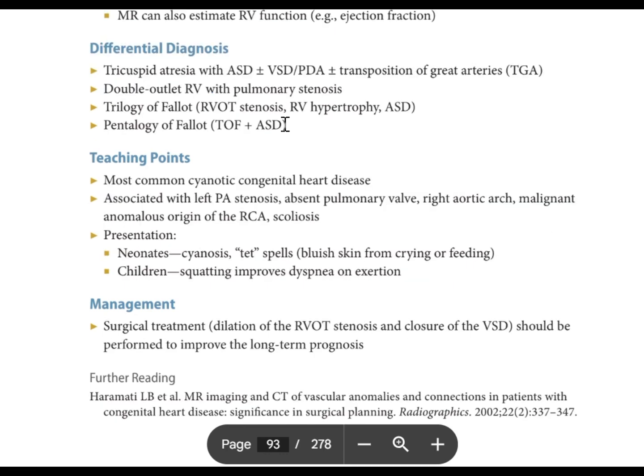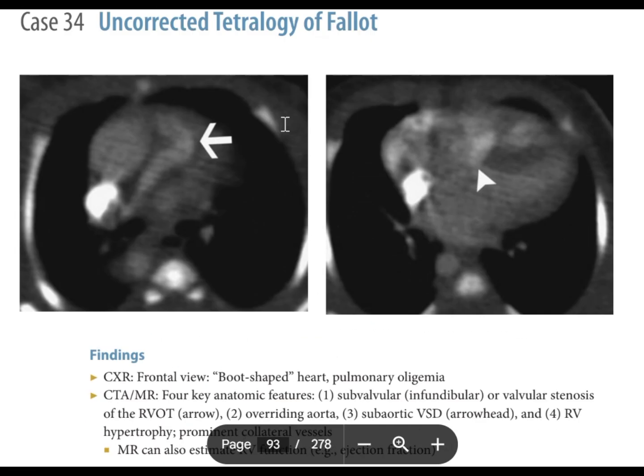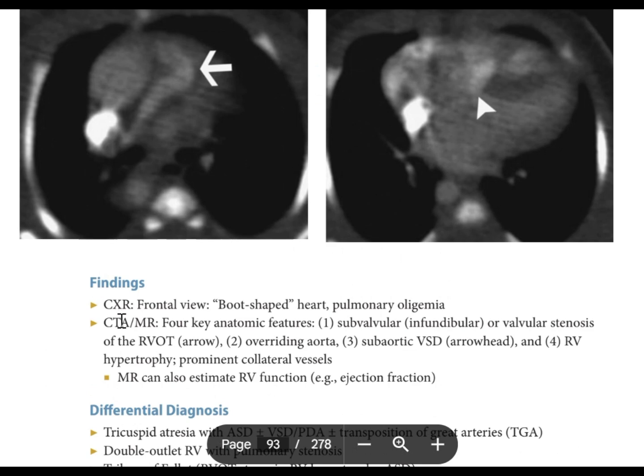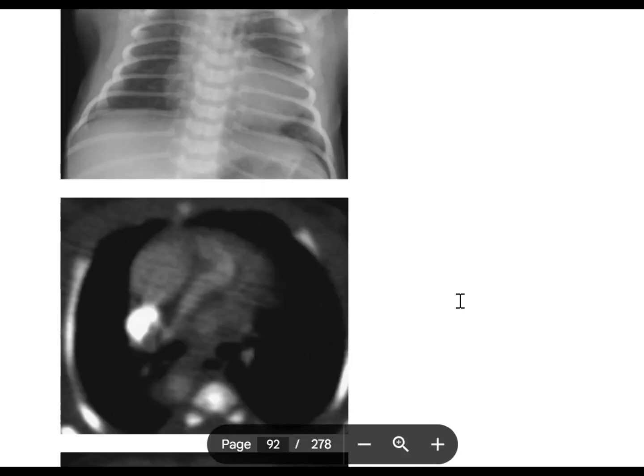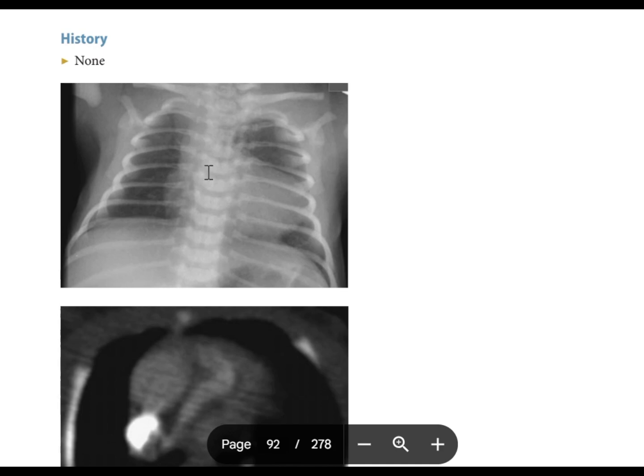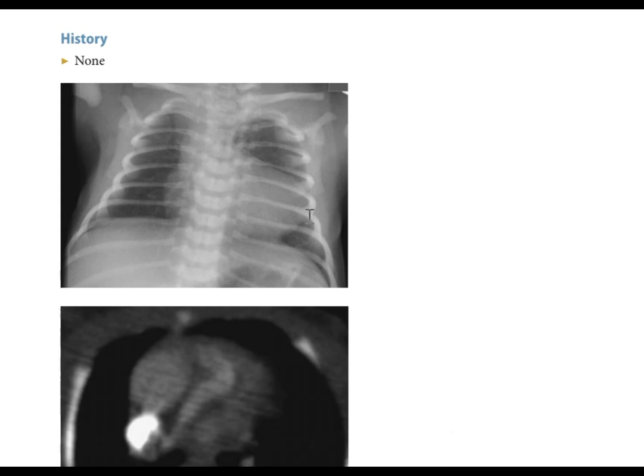This case is an example of tetralogy of Fallot. On the chest X-ray, there will be a boot-shaped heart and pulmonary oligemia. So the characteristic features of tetralogy of Fallot on chest X-ray are the boot-shaped heart and the pulmonary oligemia.